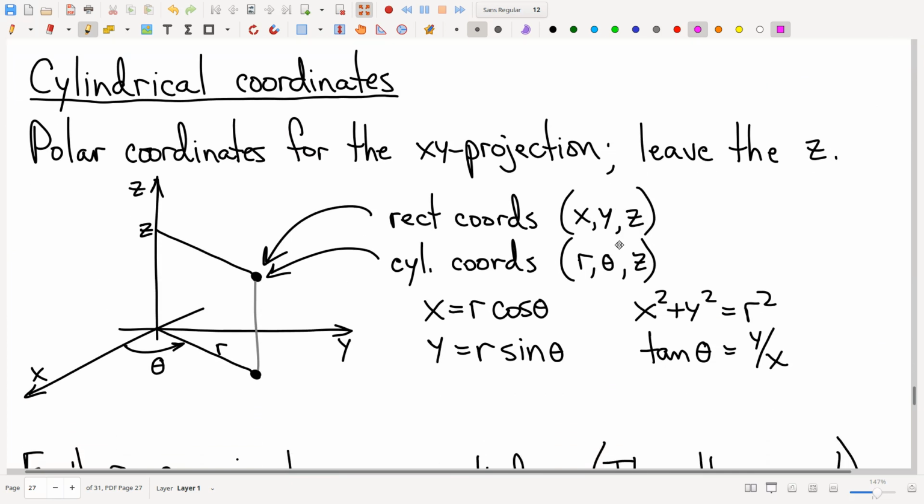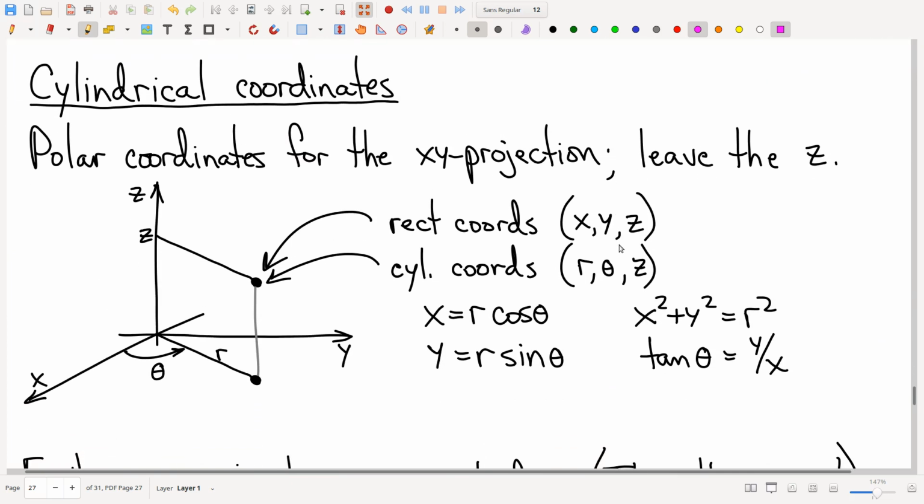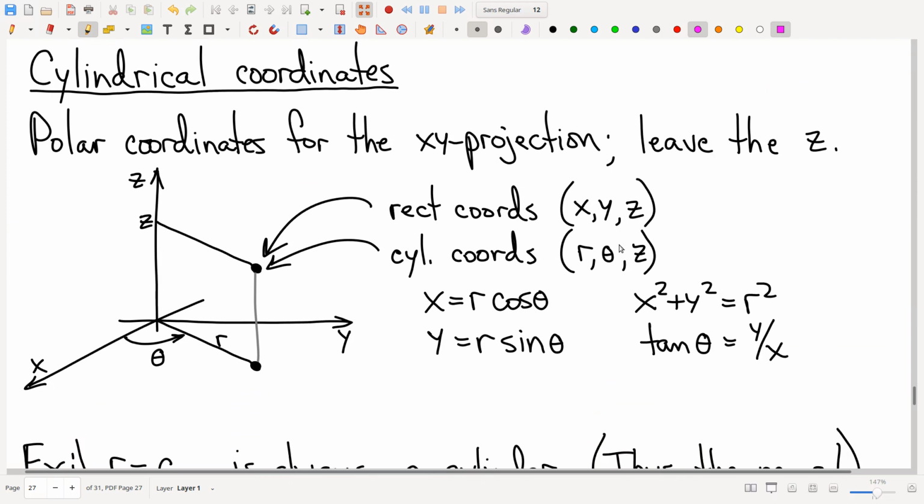Okay, so let's see here. We're good on time. Cylindrical coordinates. This is actually a kind of a quick one. Cylindrical coordinates is pretty much just polar coordinates in 3 dimensions. Some people call it literally polar coordinates in 3 dimensions. Some people even just call it polar coordinates, and it's just kind of understood that it's in 3D.